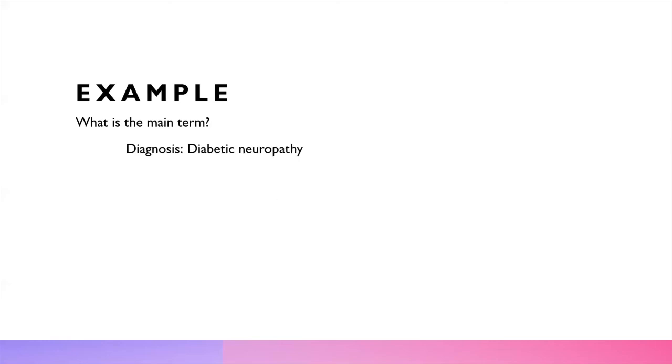Diabetic neuropathy. What's the main term? Neuropathy, because there are different types of neuropathy. So for this example, diabetic is describing neuropathy. Inguinal hernia. What is the main term? The main term is hernia, because there is umbilical hernia, hiatal hernia, inguinal hernia, and so on. It is describing the type of hernia. Intervertebral disc degeneration. This one's a little bit tricky because there are 3 words, but think about it. What words are describing the noun? Degeneration. So intervertebral disc is describing the type of degeneration.